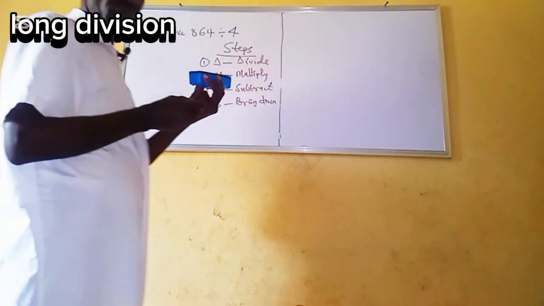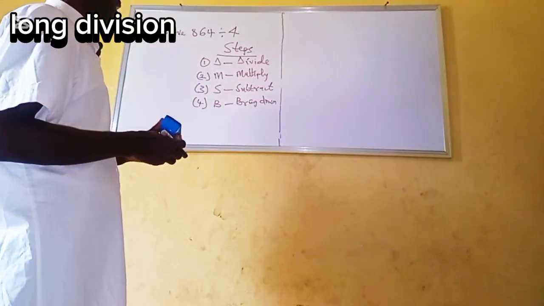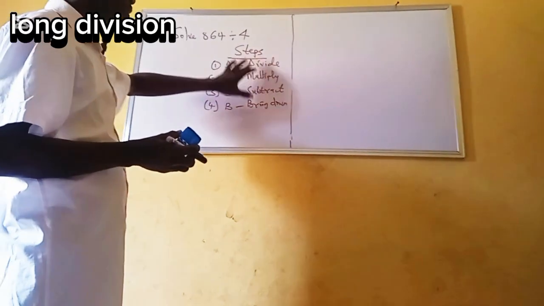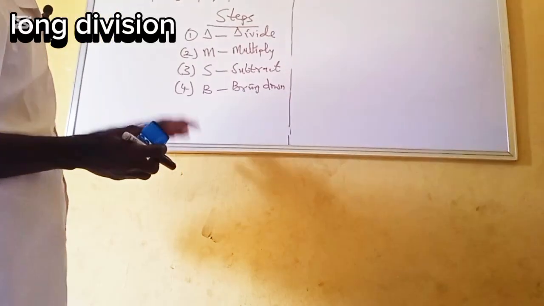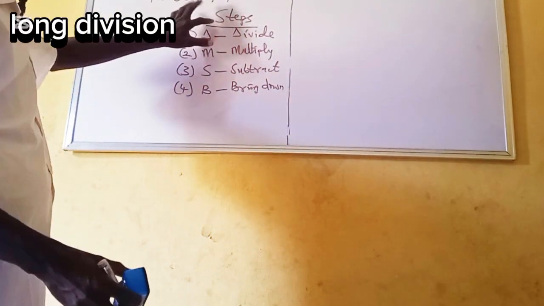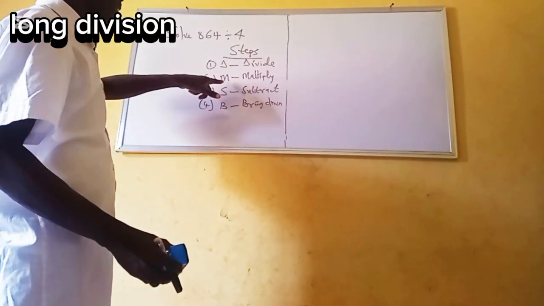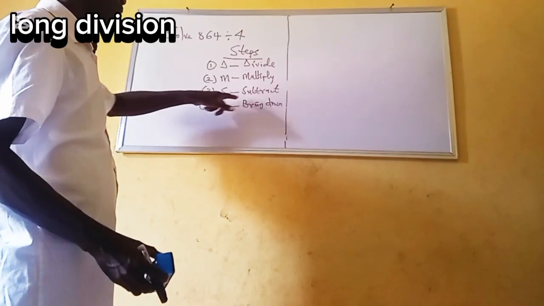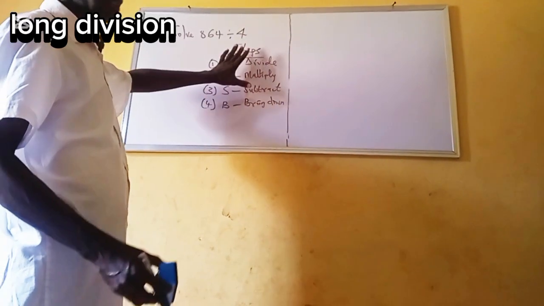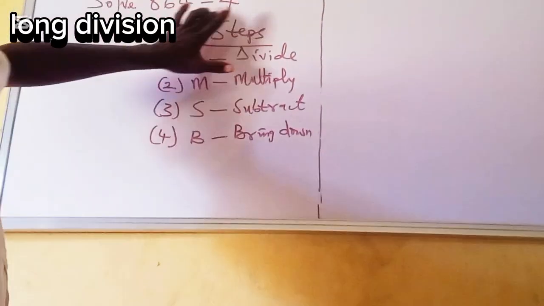So you need to master these 4 steps in calculating long division. Once you master these 4 steps, there is no long division that you cannot solve. So these are the 4 steps: D, divide. M, multiply. X, subtract. B, bring down.